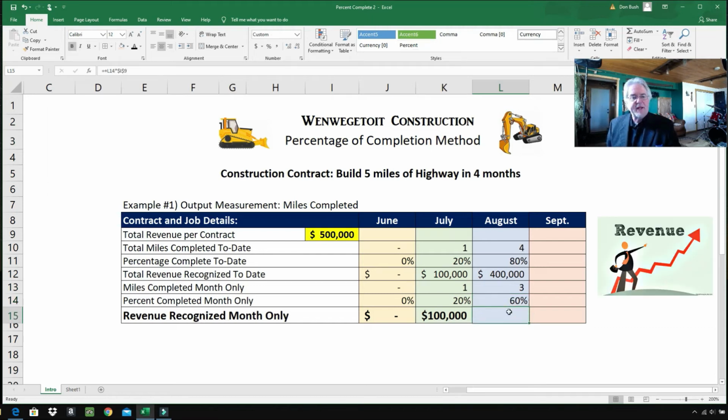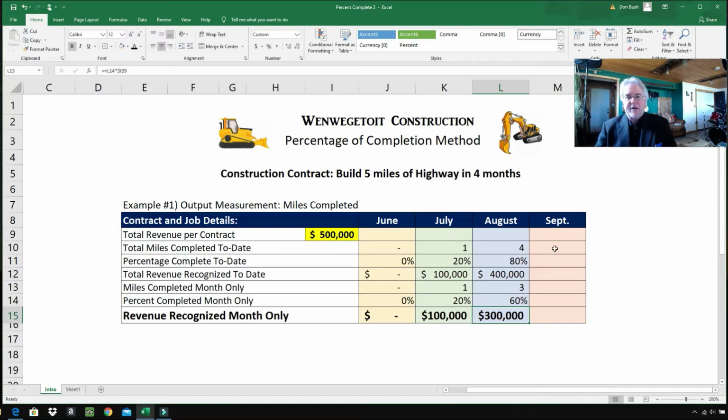Revenue recognized for the month only. Well, in July we recognized $100,000. In August we recognized $400,000. So that means in August only would be $300,000. So revenue recognized during the month only: in July $100,000, August $300,000, for a grand total of $400,000.